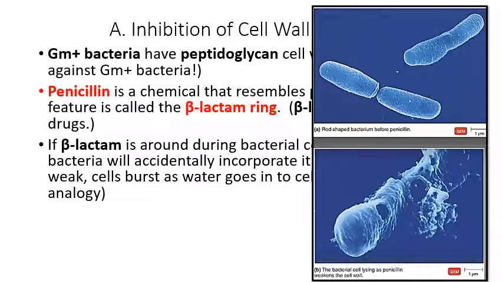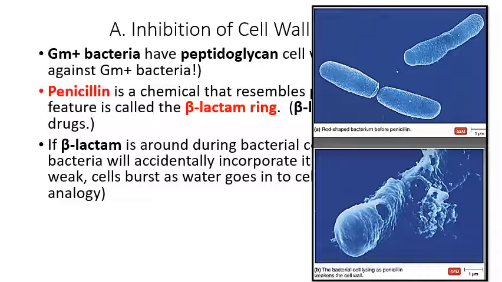Okay, so here we see what happens. On the top we have normal gram-positive bacteria. On the bottom, this is what happens to bacteria when there is a beta-lactam compound around. And what actually happens is that the cell wall helps gram-positive bacteria from bursting if the environment is slightly hypotonic.